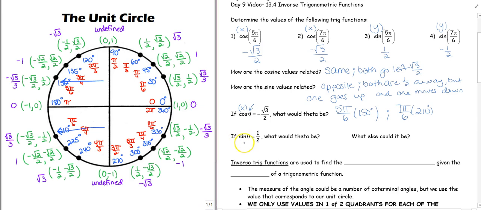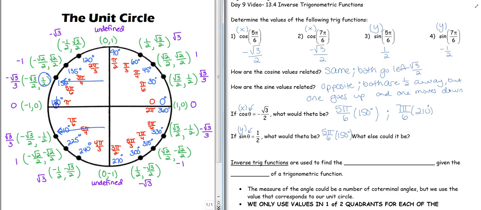Now if I want the sine of theta, so I'm trying to find the angle that gives me a y value of a positive 1/2. So if I'm going up a positive 1/2, oh, we have that. See, we had 5 pi over 6, which is that 150. Based on the origin, if I go here, this is moving up 1/2.